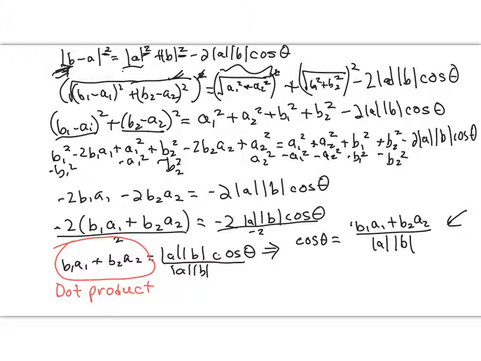So the dot product's usually written as a dot b, which means I could also write my formula over here as a dot b, not multiplication, but dot, over the magnitude of a times the magnitude of b.